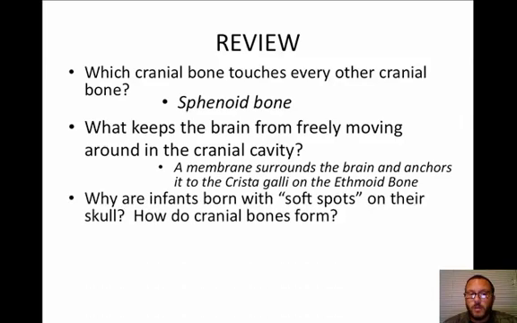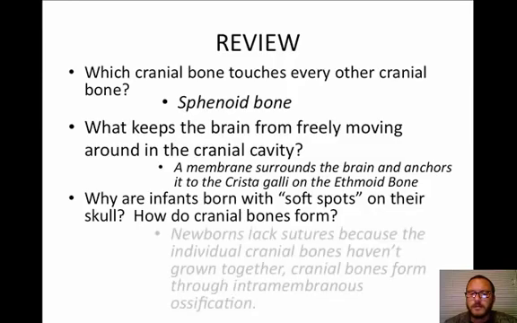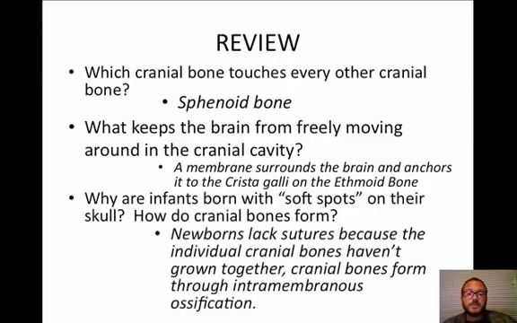Last question. Why are infants born with soft spots on their skull, and how do cranial bones form? Go ahead and hit pause. Write down your answer. Newborns lack sutures because the individual cranial bones haven't grown together. Cranial bones form through intramembranous ossification.